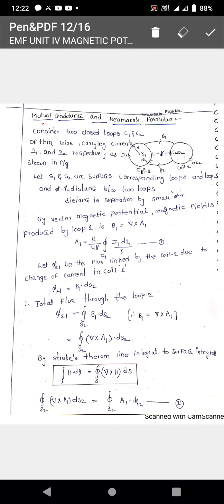Neumann's formula is used to find the mutual inductance between two loops. Consider two loops, C1 and C2. These two loops are coil 1 and coil 2 that we consider. S1 and S2 are the surfaces of the two coils.